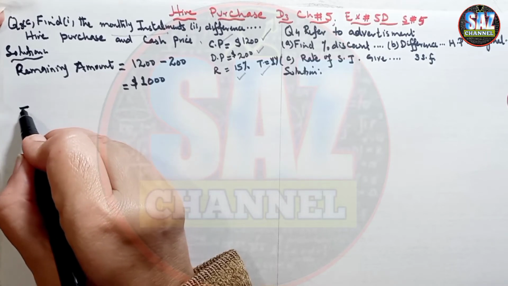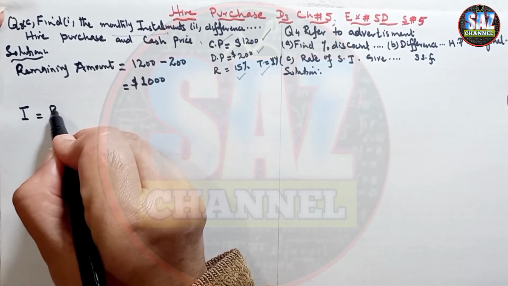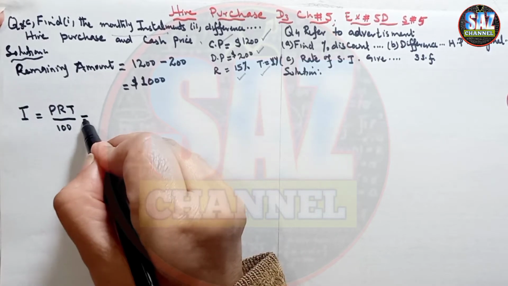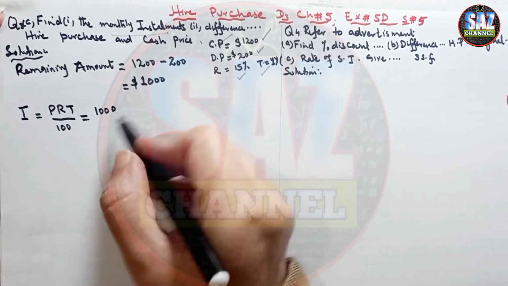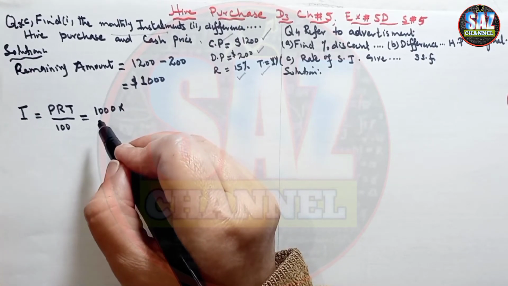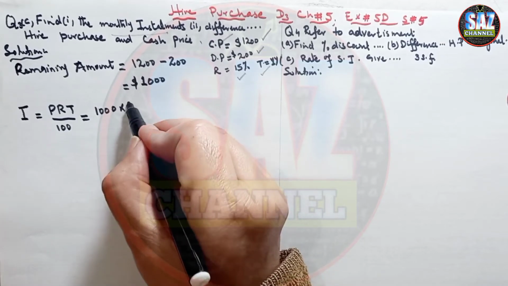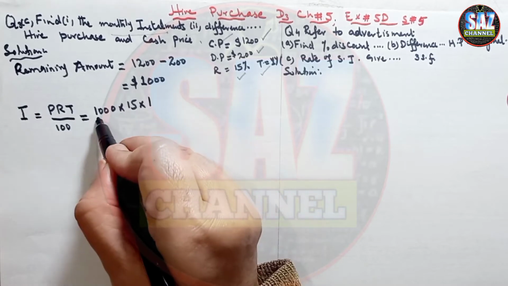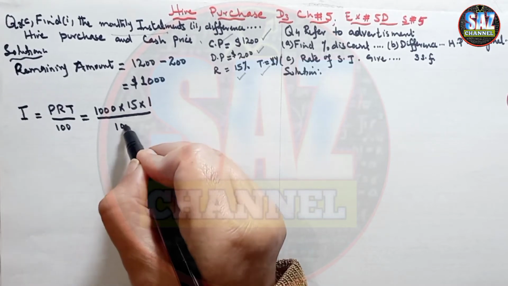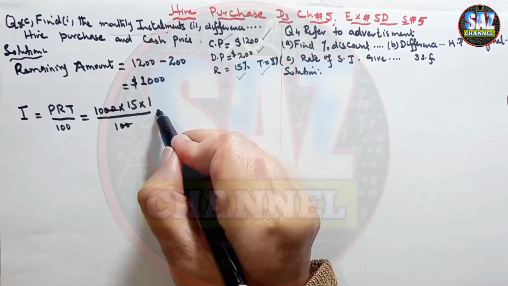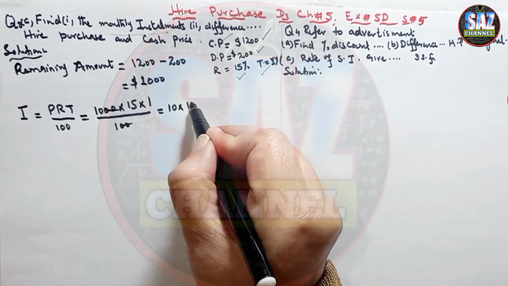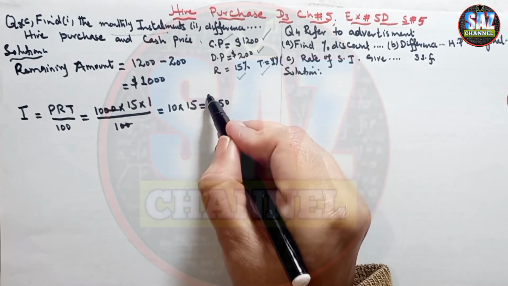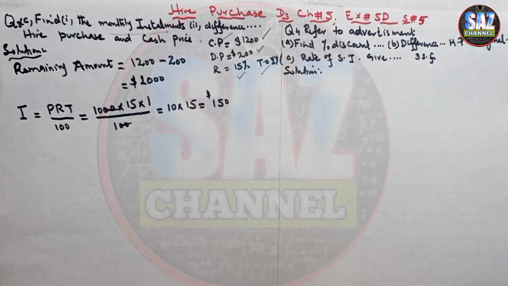So amount of interest will be equal to I equals PRT upon 100, and principal is 1,000 and rate is 15%. Let me check it. It's always good to recheck the data before calculation. Multiplied by time, which is given in the question, is 1 year. Okay, and upon 100. Now these two zeros will go and I will be left with 10 multiplied by 15, which is equal to 150. So 150 is the amount of interest that he has to pay.